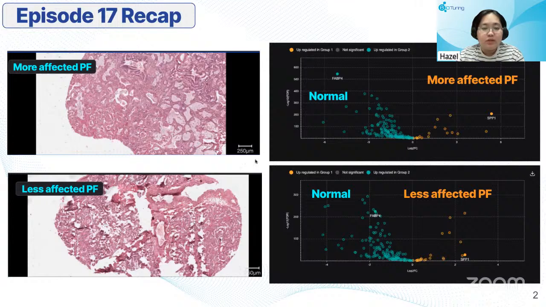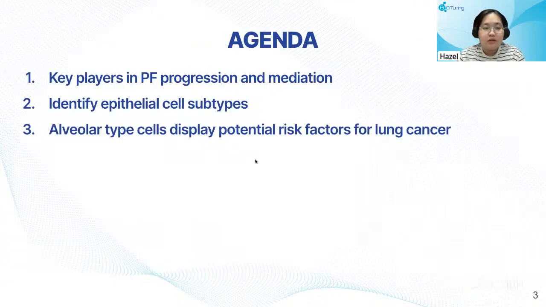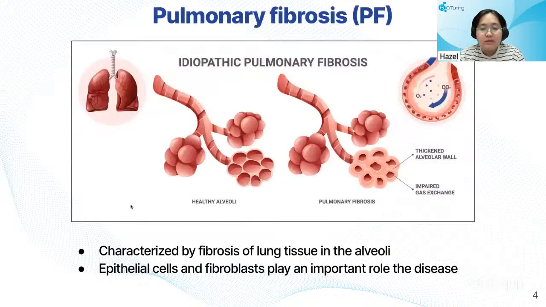So this is the agenda of our session today. We show you three main results. The first one will be the key players in pulmonary fibrosis progression and mediation. Then we will identify some of the epithelial cell subtypes in the disease. And after the identification, in the third result, we show you that alveolar type cells display some potential risk factors for lung cancer. Okay, so before we go into the results, let Julie show you what pulmonary fibrosis is.